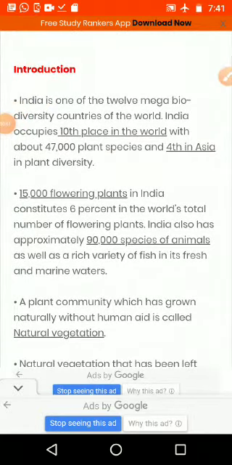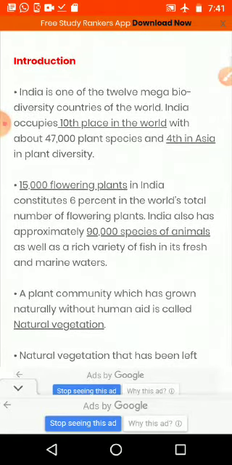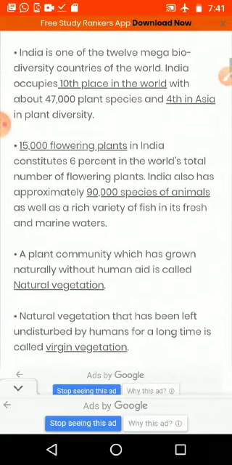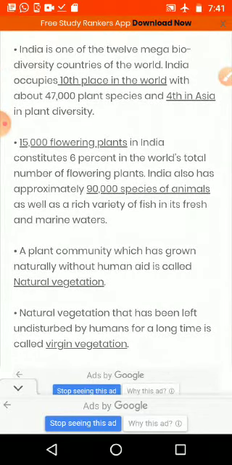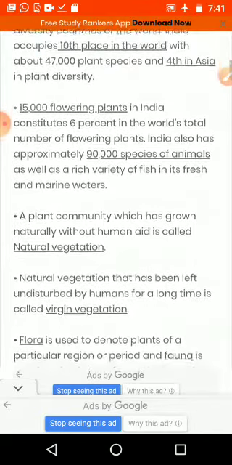India is one of the 12 mega diversity countries of the world. India occupies 10th place in the world with about 47,000 plant species and 4th in Asia in the plant diversity. 15,000 flowering plants in India constitute 6% of the world's total number of flowering plants. India also has approximately 90,000 species of animals as well as a rich variety of fish in its fresh and marine waters.